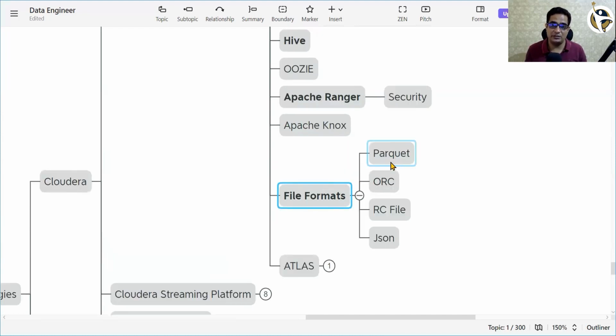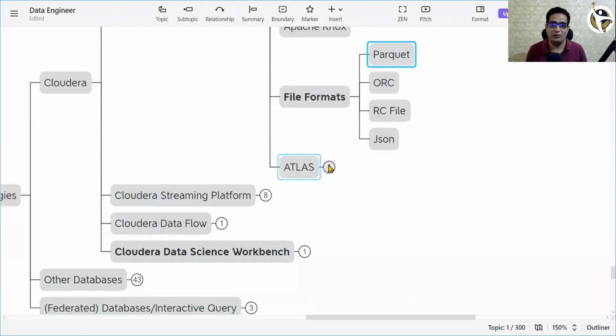Then there are various kinds of file formats: Parquet, ORC, RC, JSON. You need to know which file format is used where. ORC file format is used for transactional Hive queries, so that's where we use ORC, but in most of the other places, Parquet is the popular file format.